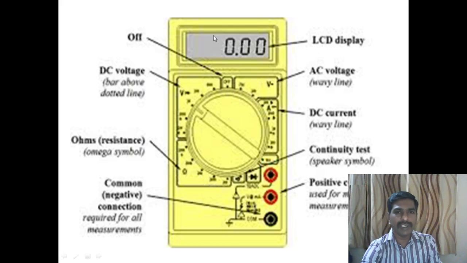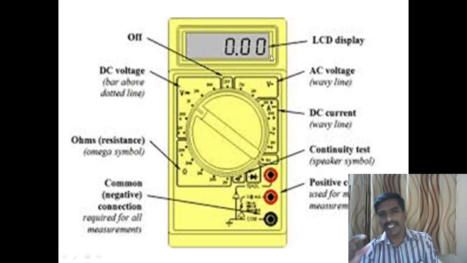The LCD display shows the values in digits. It's a digital multimeter. There are different types of multimeter: there is an analog multimeter as well as a digital multimeter. We use a digital multimeter in our laboratory.